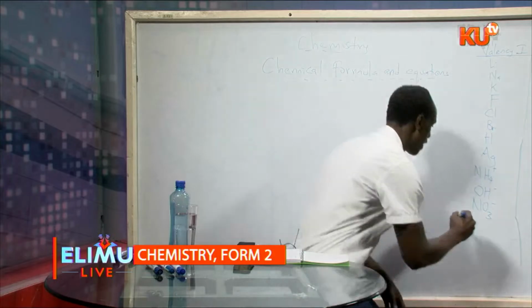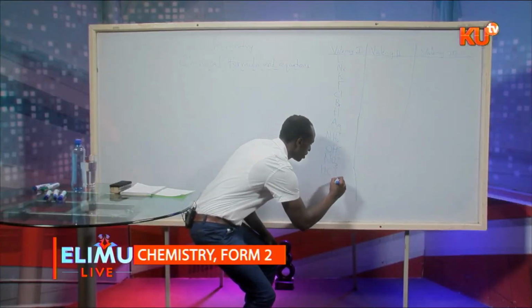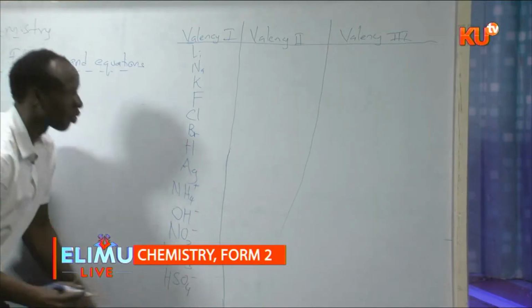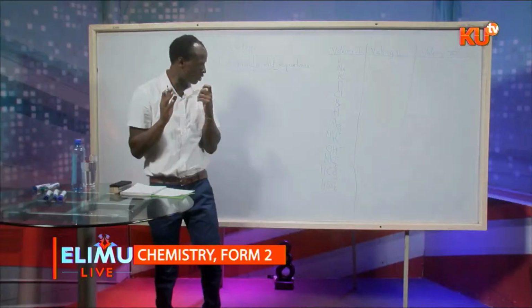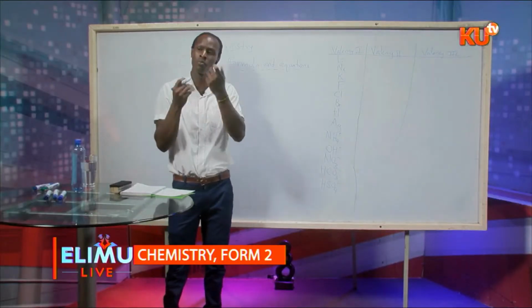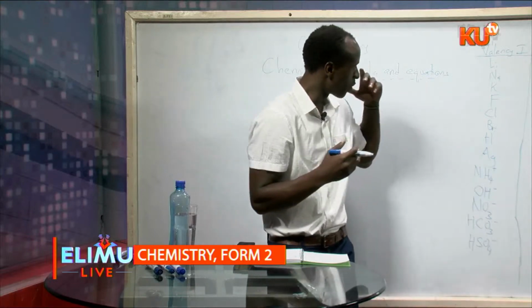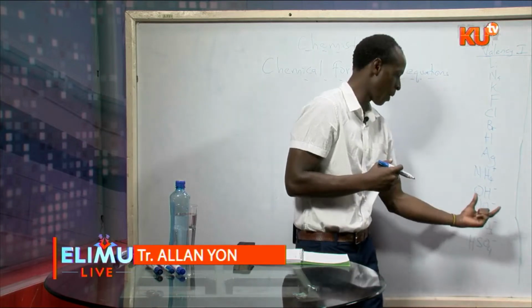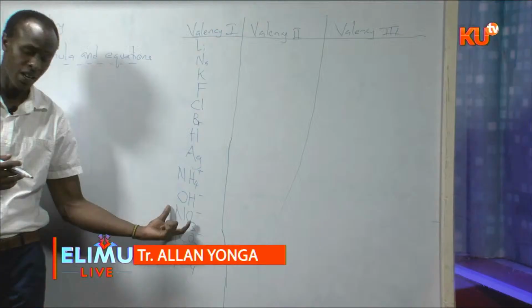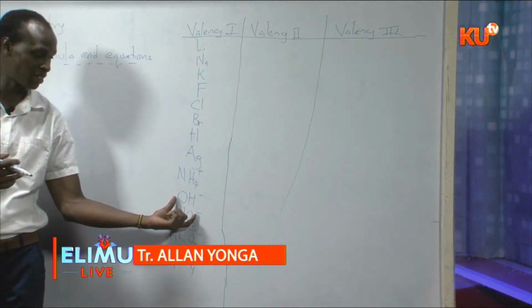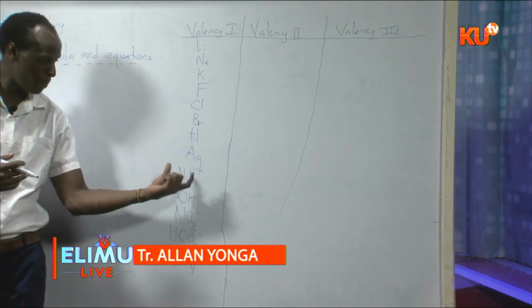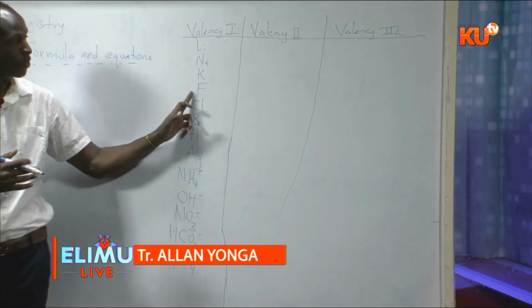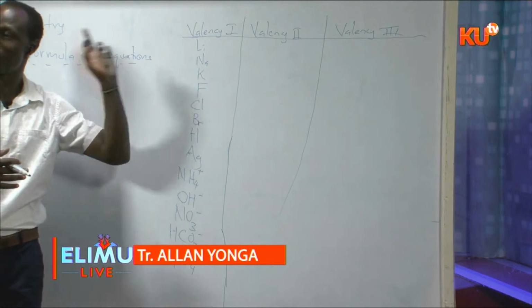Other radicals we have are hydrogen carbonate, that is HCO3 minus, and hydrogen sulphate, HSO4 minus. These things don't look hard if you go through them each and every day. It will only take you a week to remember that HSO4 is hydrogen sulfate, HCO3 is hydrogen carbonate, NO3 is nitrate, OH minus is hydroxide, NH4 is ammonium, and Ag is silver, H is hydrogen, Br is bromine, chlorine, fluorine, potassium, sodium, and lithium.